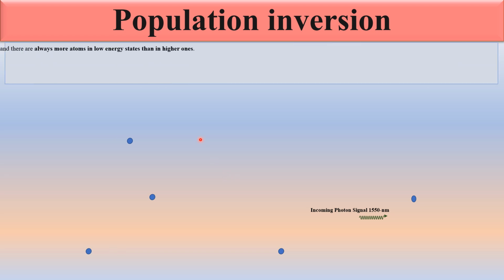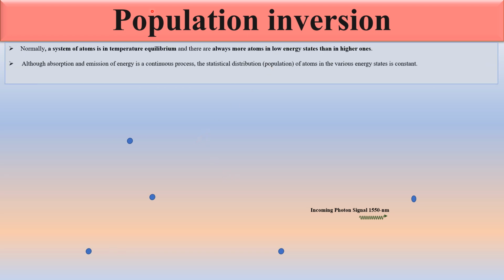So let's discuss population inversion. Normally a system of N atoms is in thermal equilibrium, and there are always more atoms in the low energy state than in the higher ones. But what happens when there are more electrons in the higher energy level than in the lower energy level? This situation is called population inversion, which is very important for the amplification process.